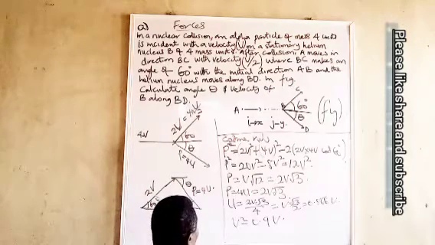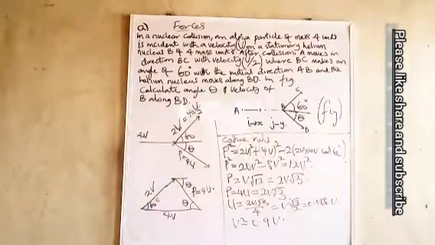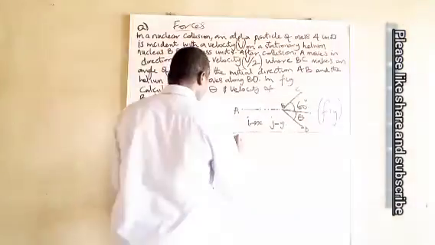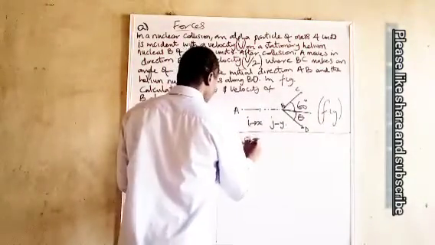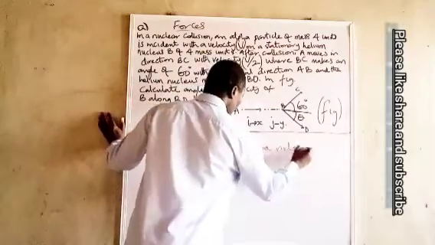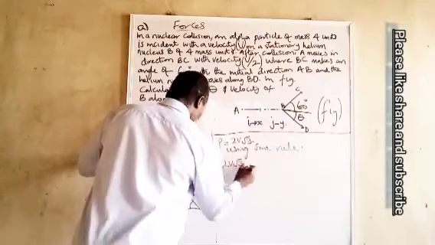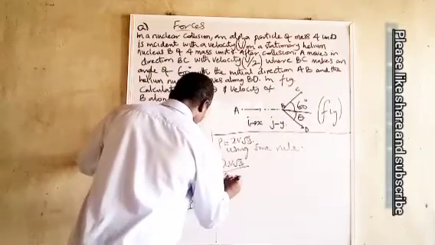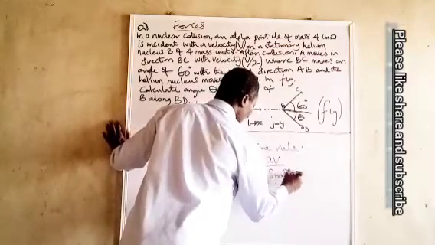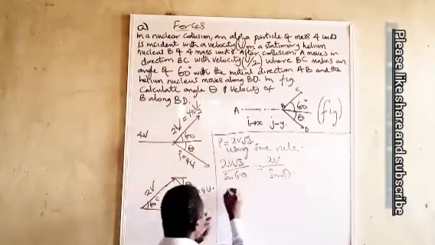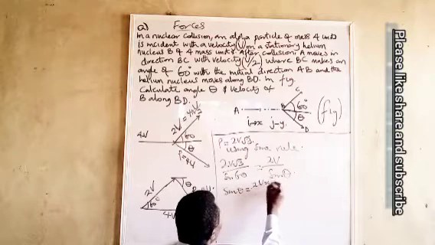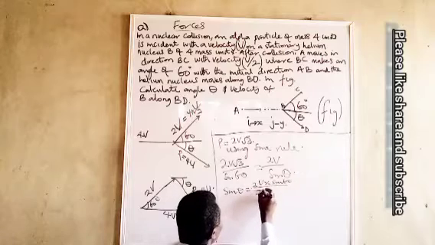Now, for us to find the angle, we have known this one here. Let's use the sine rule to find the angle. So we can see that in this place, P equals 2V root 3. Using the sine rule, 2V root 3 over sine 60 is equal to 2V over sine theta. So sine theta is equal to 2V sine 60 over 2V root 3.